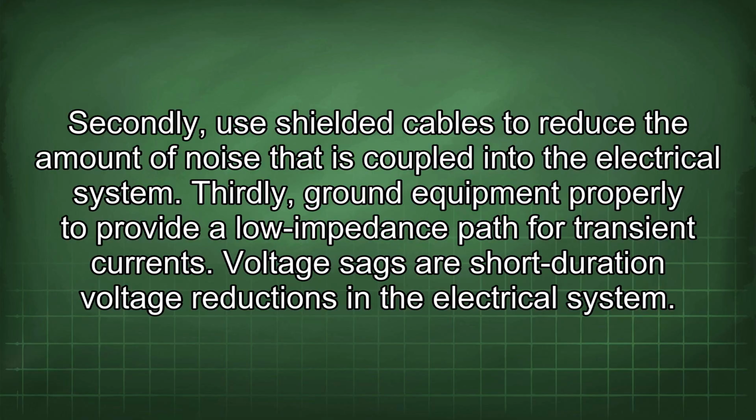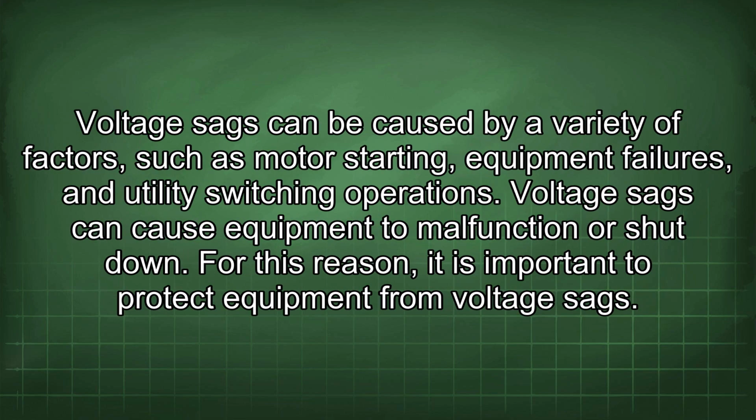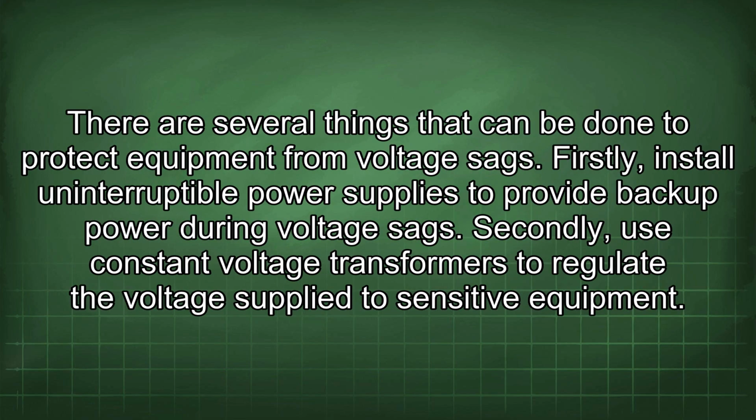Voltage sags are short-duration voltage reductions in the electrical system. Voltage sags can be caused by a variety of factors, such as motor starting, equipment failures, and utility switching operations. Voltage sags can cause equipment to malfunction or shut down. For this reason, it is important to protect equipment from voltage sags. There are several things that can be done to protect equipment from voltage sags.